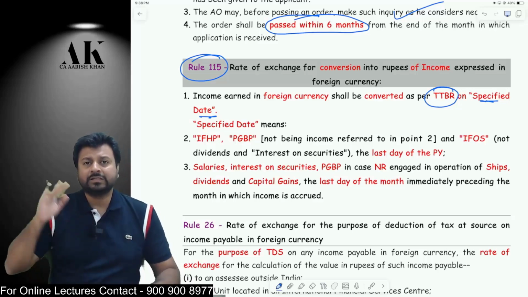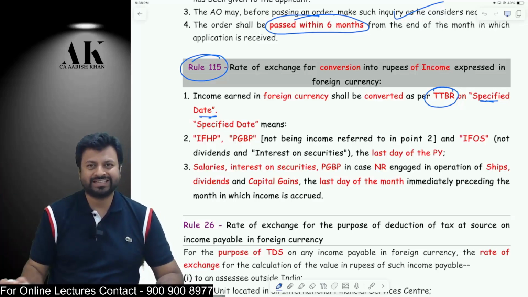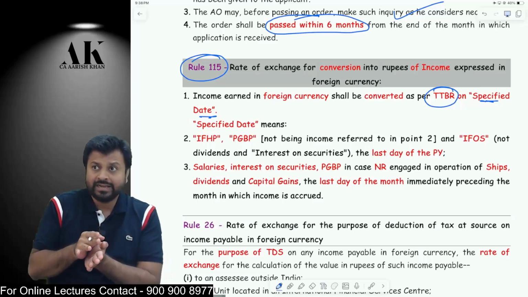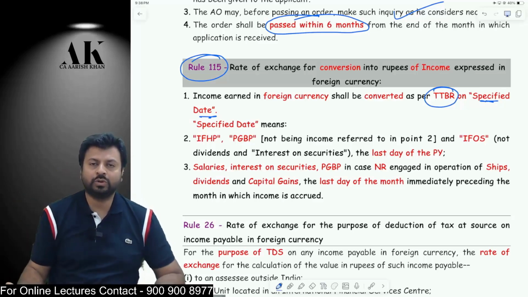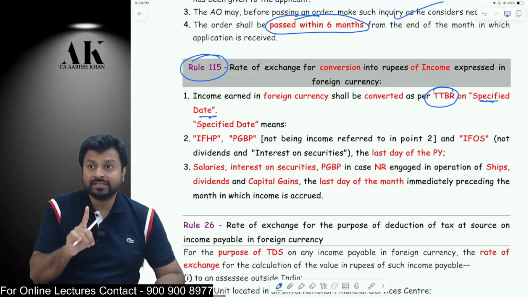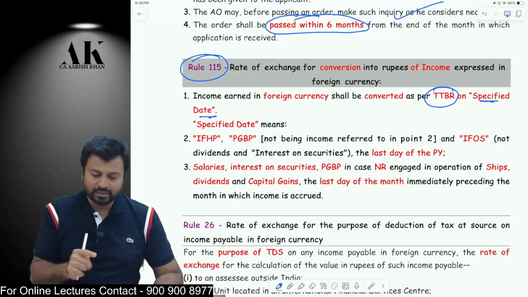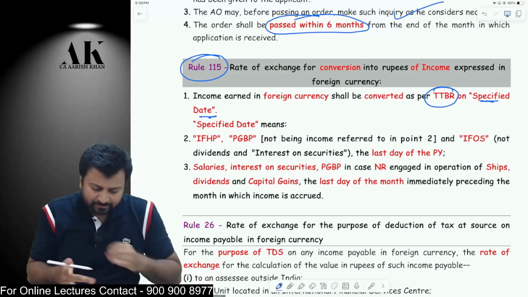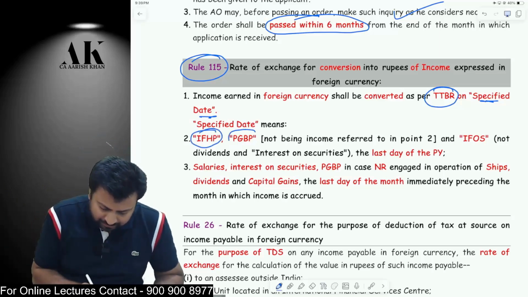For some incomes, the specified date is the last day of the financial year. That's it. That is 31st March 2024. But for some income, the specified date is the last day of the preceding month in which you earn. So in some cases, there is one single date, the last day of the financial year. In some cases, it is the last day of the preceding month. So let's see what the specified date is for income from house property and for PGBP.